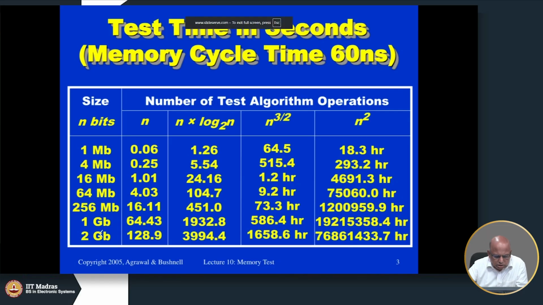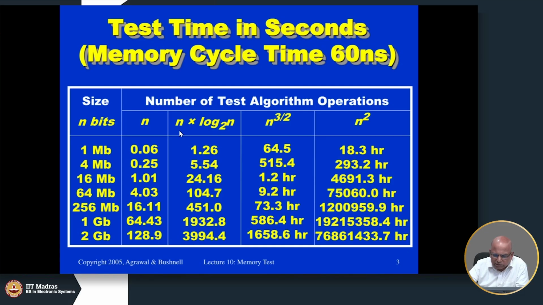How the number of bits in memories is increasing, right? So from 1 megabit all the way to 2 gigabit, etc. And if the algorithm takes linear time, then you can see that the number of operations, the time it takes to run the linear algorithm, also will be high, 128 seconds, I think. See, 128 seconds is a fairly big amount of time, 2 minutes.